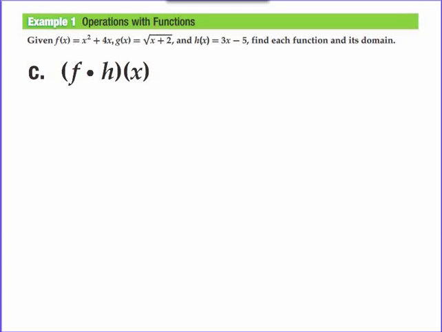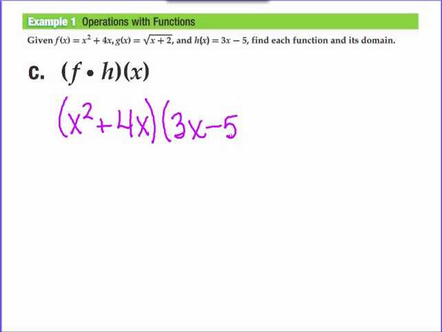This one is times. So all we're going to do is times the two. So I've got x squared plus 4x, and I'm going to take that times 3x minus 5. How do you multiply those together? FOIL. That's all you do. Okay, so far we really haven't done anything overly difficult. The domain does kind of throw a wrench into things. It makes things a little bit harder.